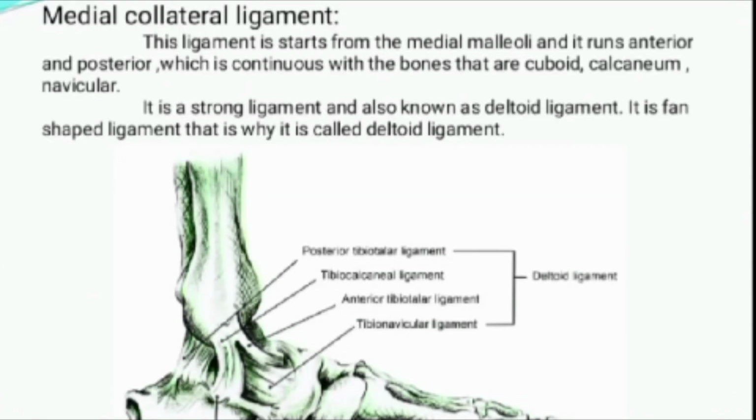Medial collateral ligament. This ligament starts from the medial malleolus and runs anteriorly and posteriorly, which is continuous with the bones that are cuboid, calcaneum, and navicular. It is a strong ligament and is also known as the deltoid ligament. It is a fan-shaped ligament, that is why it is called deltoid ligament.